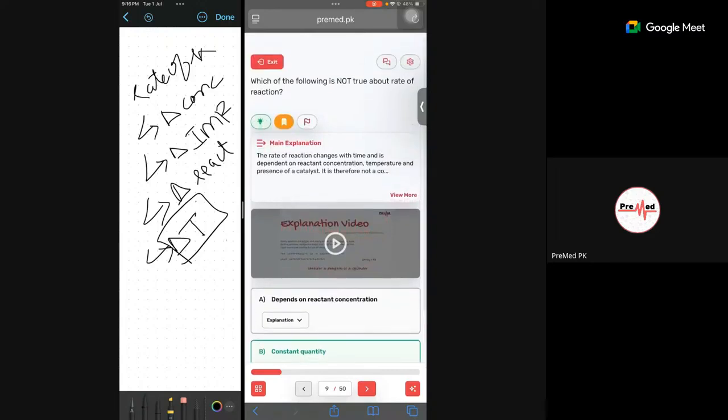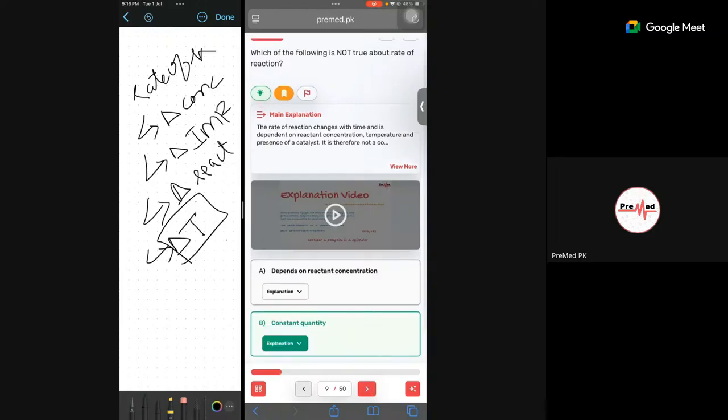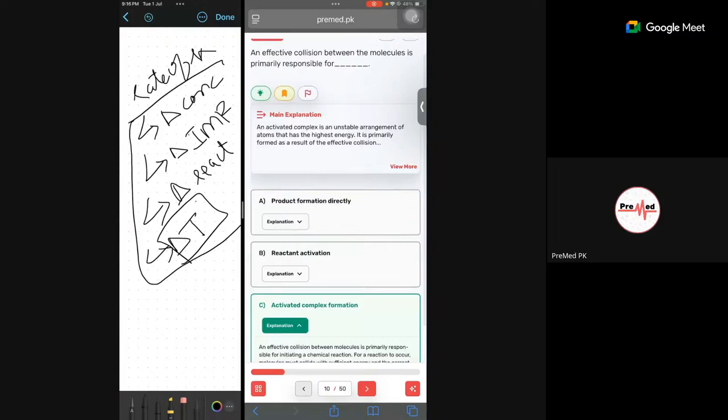So for the incorrect one, most importantly, while solving an MCQ in the paper, just see whether "not" is written or not. In this particular MCQ, "not" is written. So we have option B as the correct one, which is the constant quantity. Because if it were a constant quantity, then all these other things would be incorrect, which is not even possible. So B is incorrect.